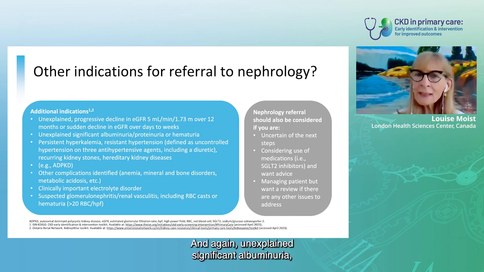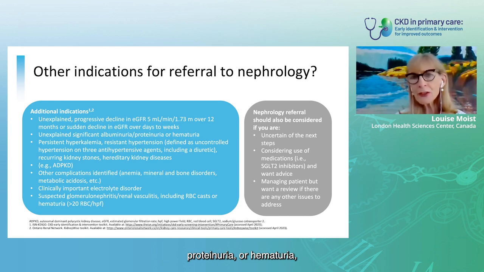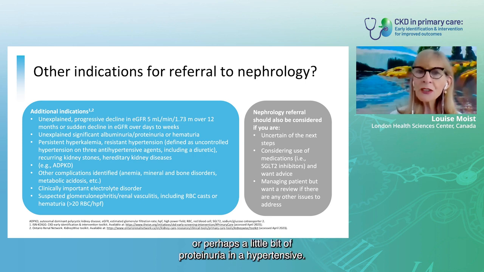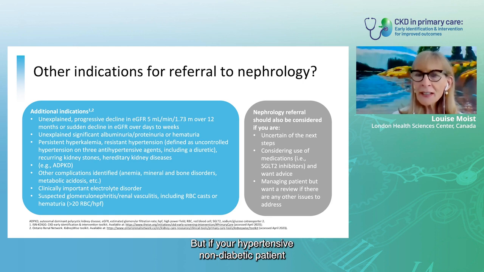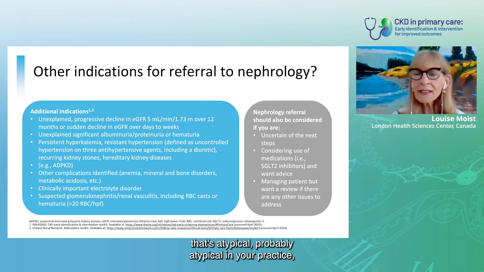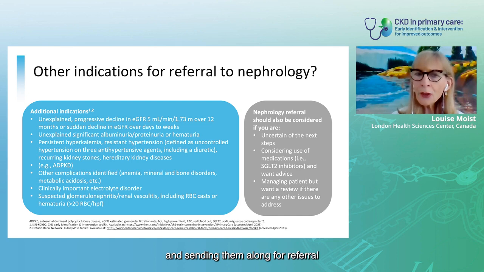And again, unexplained significant albuminuria, proteinuria, or hematuria. You might be comfortable managing some proteinuria in a diabetic, or perhaps a little bit of proteinuria in a hypertensive. But if a hypertensive non-diabetic patient is spilling a significant amount of proteinuria, that's probably atypical in your practice, and sending them along for referral would certainly be appropriate.